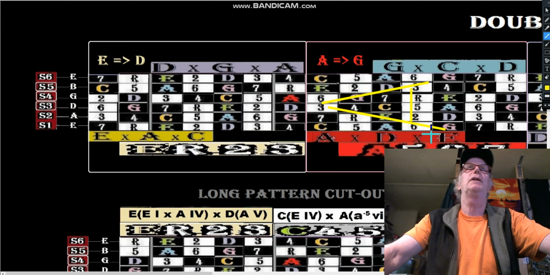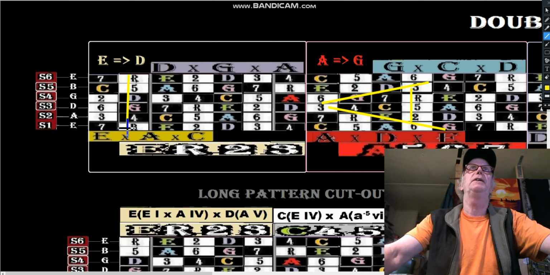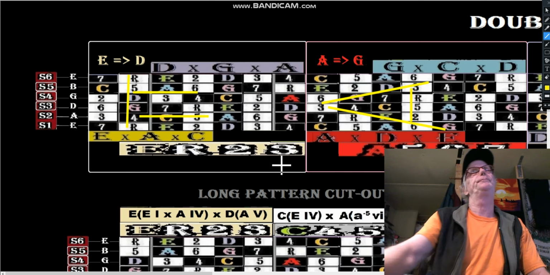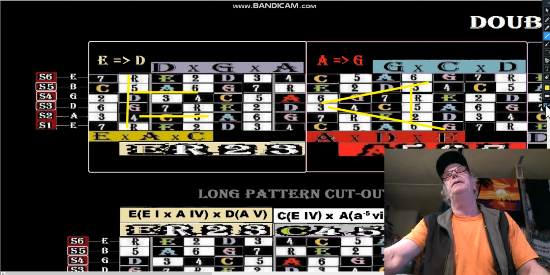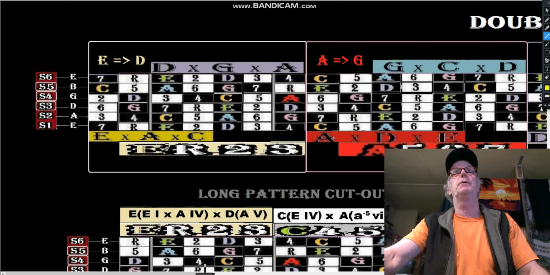The pentatonics kind of look like what they are. This thing kind of looks like an E. It just kind of looks like an E there, like that. And some of the other ones, believe it or not, they actually do kind of look like what they are.